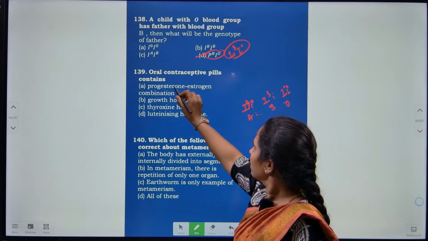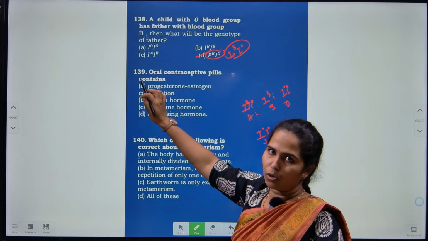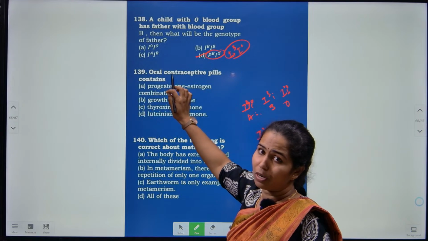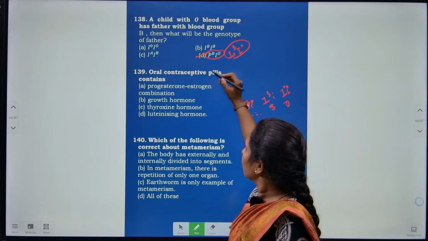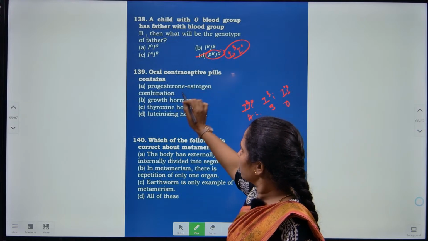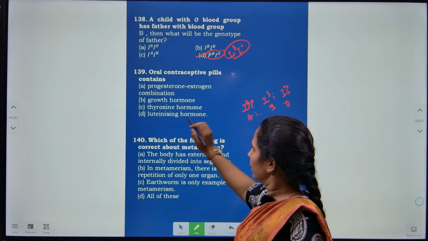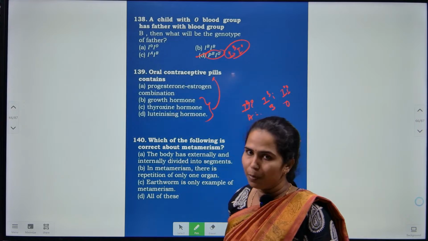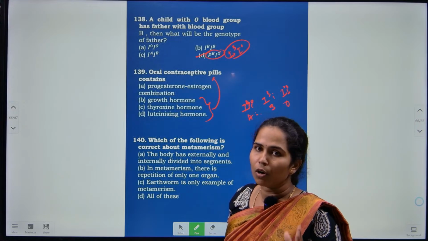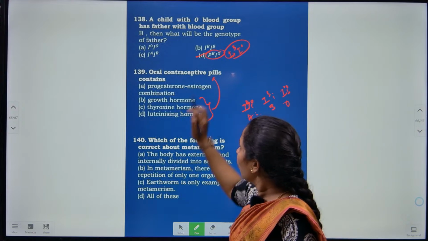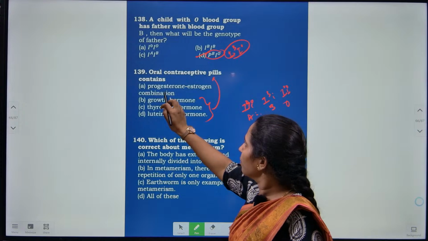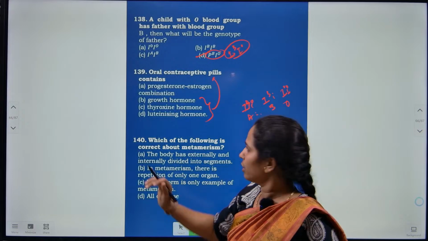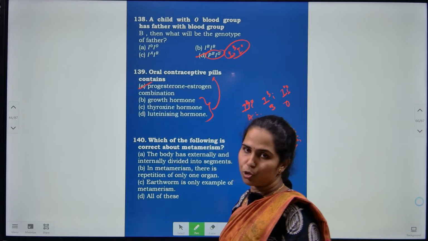So the next question is, the oral contraceptive pill contains. So it is a question which is going to arise from the chapter called reproductive health, which is called the contraceptions here. So the options are progesterone estrogen combination, growth hormone, thyroxine hormone, luteinizing hormone. These three hormones are not going to be present in the contraceptive pill in order to prevent the fertilization. Here the oral pill contains either a combination of progesterone and estrogen, or it is only the progesterone or only the estrogen. So the right option will be option A.